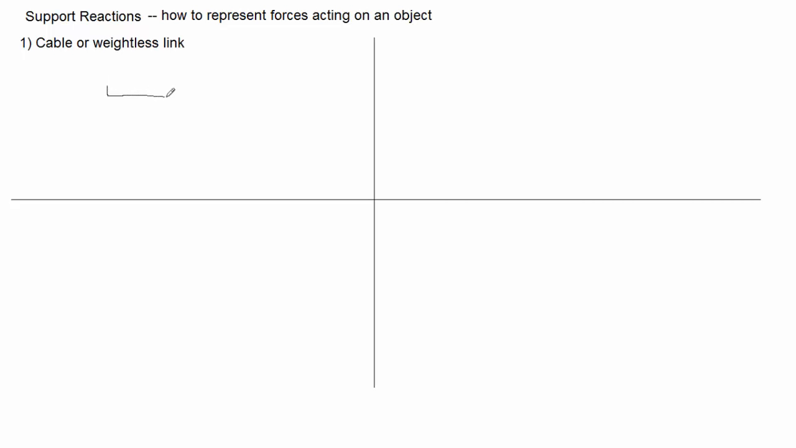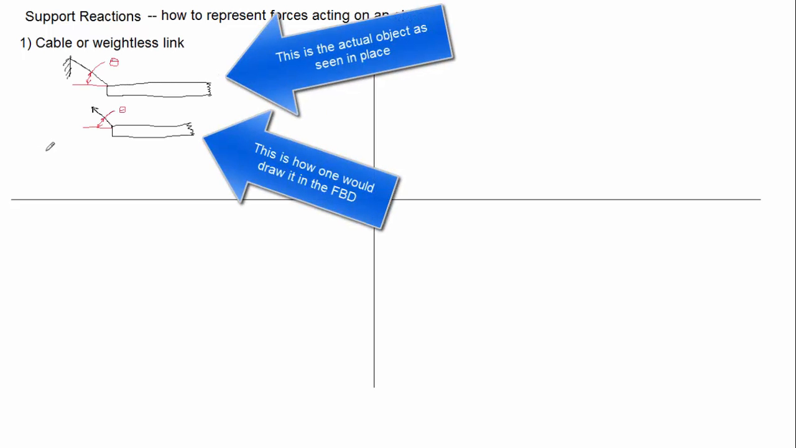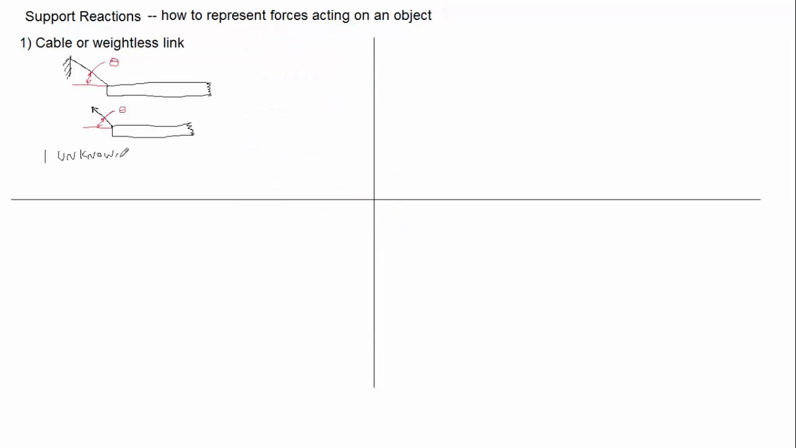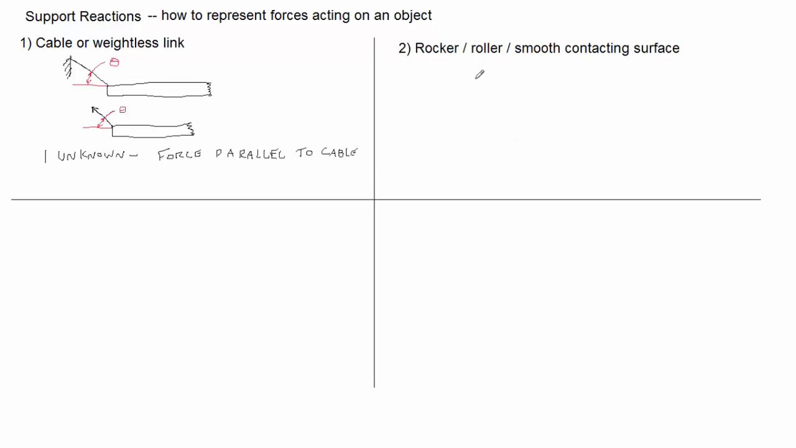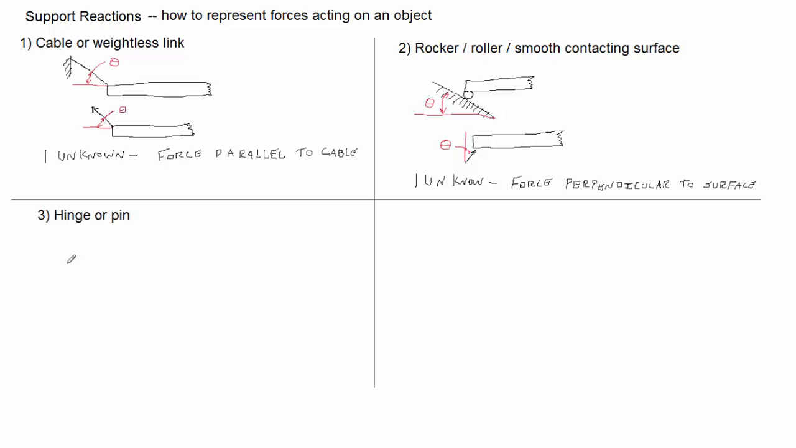So suppose we have an object, and I'm going to draw all of these as beams. In this setup, there's only one unknown, and that's a force parallel to the cable. The second situation is a rocker, a roller, or a smooth contacting surface. In this case, we also have one unknown, and that is a force perpendicular to the surface.